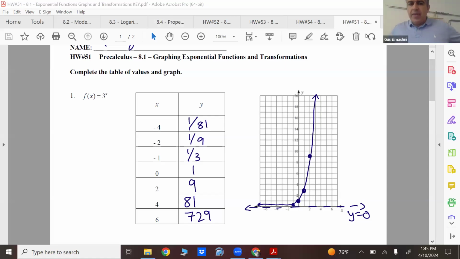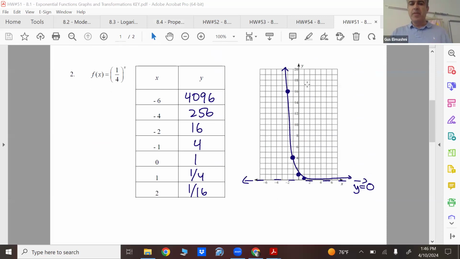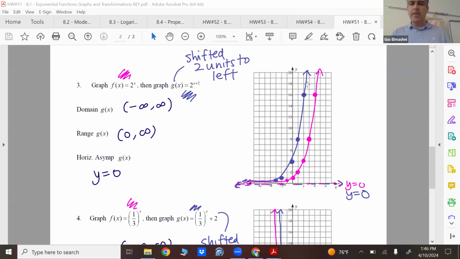So your graph should look like this for number one, right? Guys, quiet, please. Thank you. Graph should look like that. Very simple. Asymptote y equals 0. There. Very simple again. Asymptote y equals 0 again. 3. Very simple. But you got to move 2 to the left.